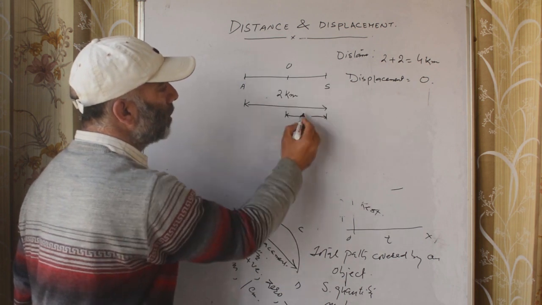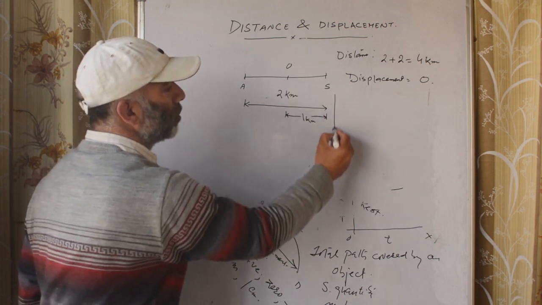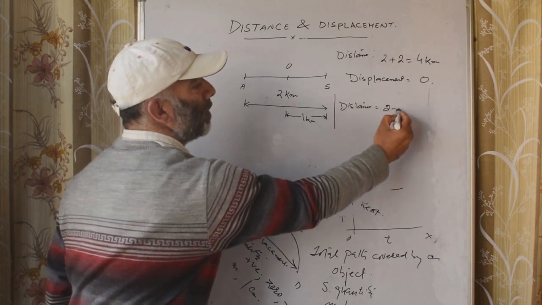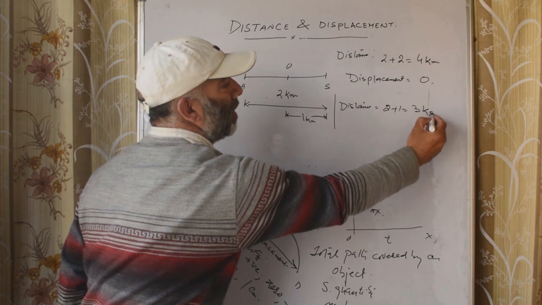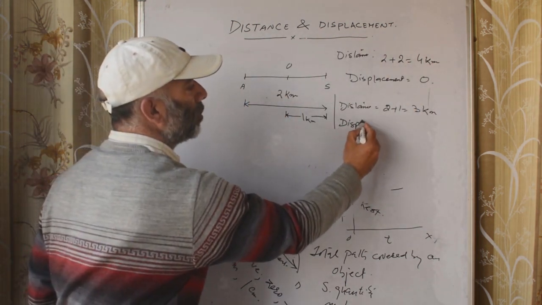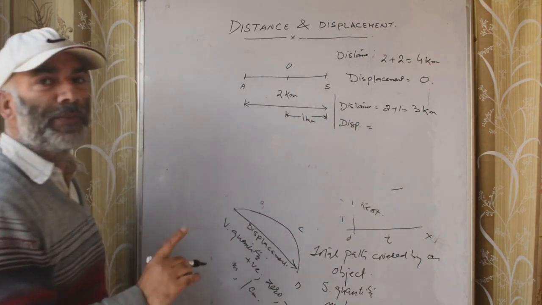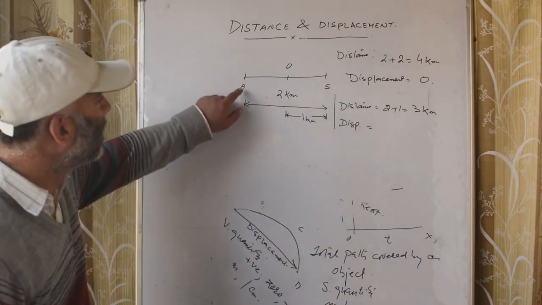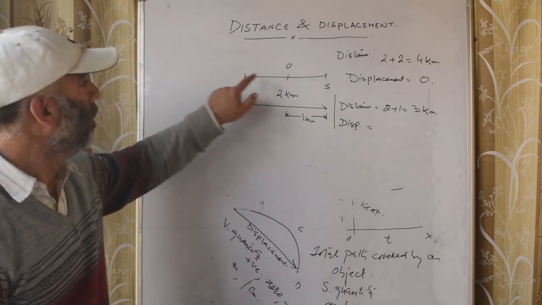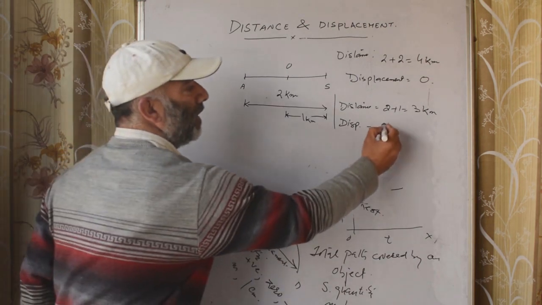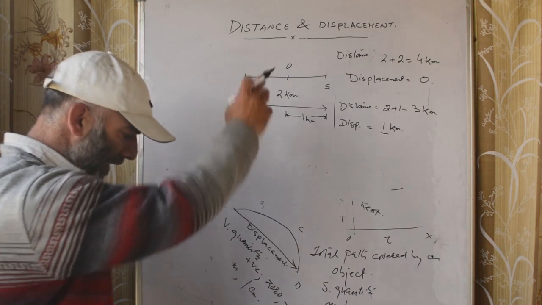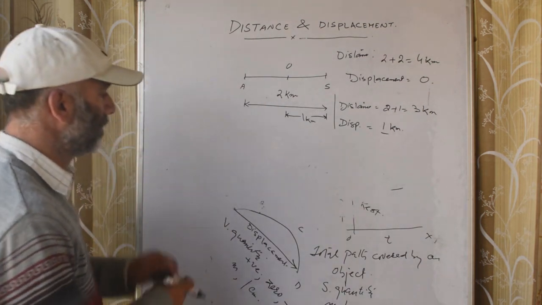If this is the middle point, so this will be 1 kilometer. So the total distance under this condition will be 2 plus 1, that is 3 kilometers. While displacement is the separation between the initial and the final position. Now the final position of the particle is O, so it is AO. So that is only 1 kilometer. You can do a number of questions on the basis of this style.